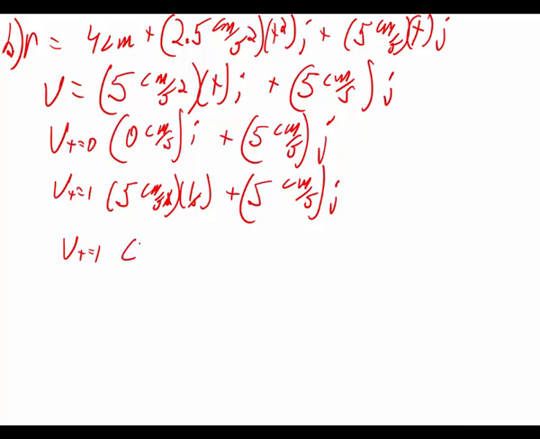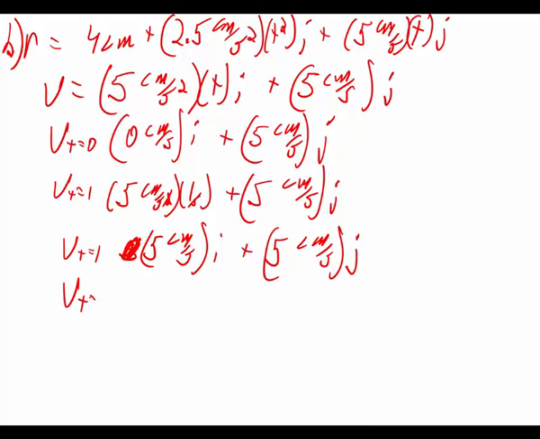It's 5 I plus 5 J, right? Okay. Now that's the instantaneous velocity. But now, are we done? We got to do it for 2 seconds also, all right?